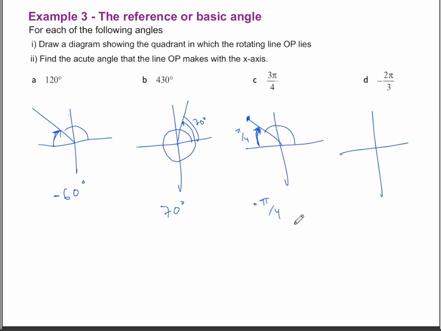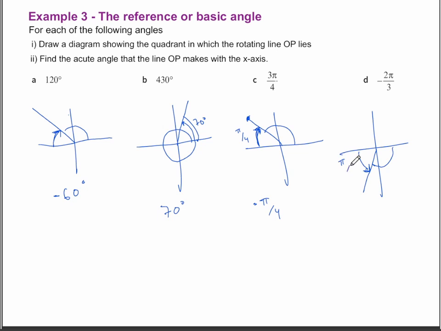Because it's clockwise, the acute angle in this case is going to be negative pi over 4 radians. Lastly, negative 2 pi over 3 means we're going clockwise from the start as well, right? So negative 2 pi over 3 means we're going negative pi over 2, and we're going an extra pi over 6. So this is it right here, where the acute angle is going to be this thing here, and the size of this is going to be pi over 3.